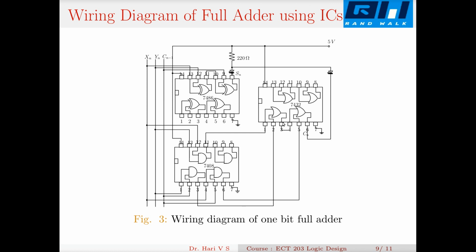The output of this OR is connected to this OR, so that this circuit realizes a 3-input OR gate. Now this is my actual carry output, connected to a normally on LED through a 220 ohm resistor. When I apply the 0, 0, 0 to 1, 1, 1 patterns here, these LEDs will glow depending on the condition in the truth table. So you can verify this in the lab when your turn comes.